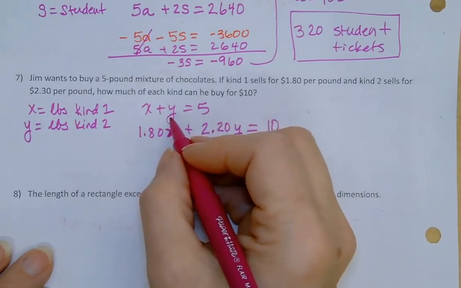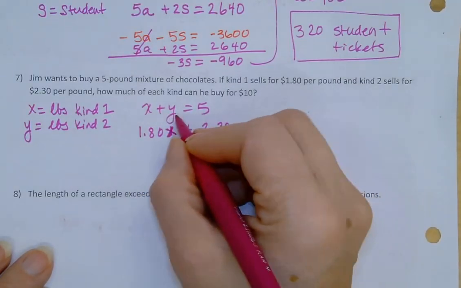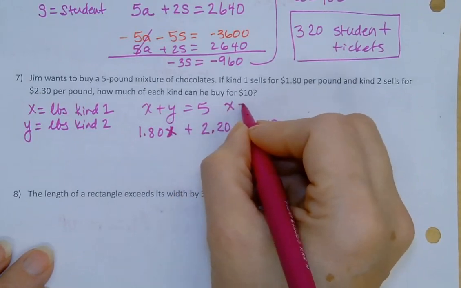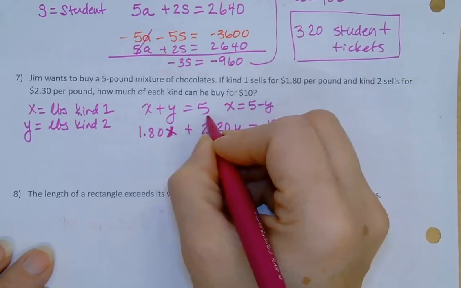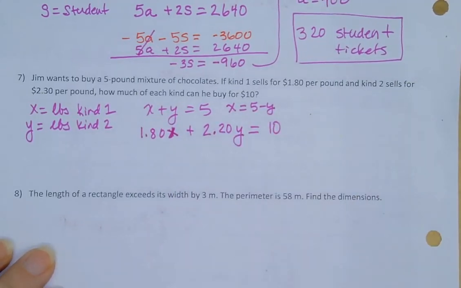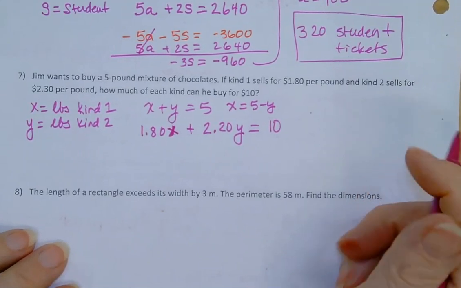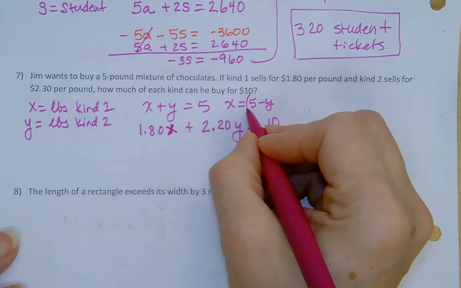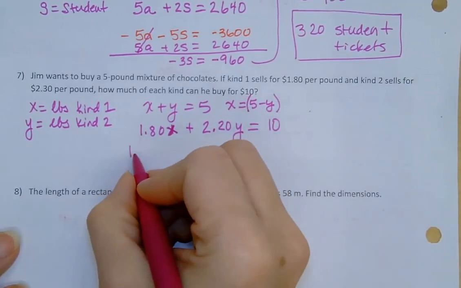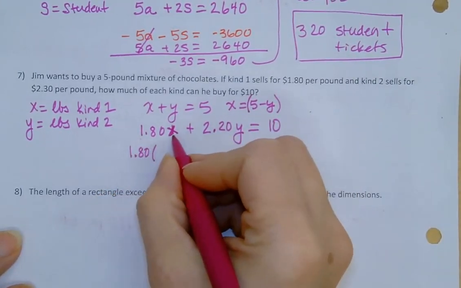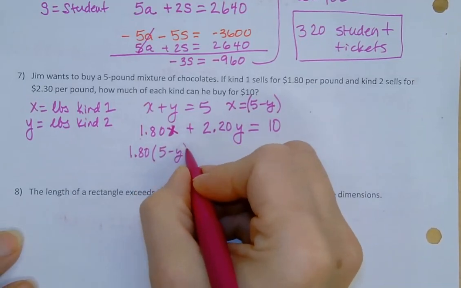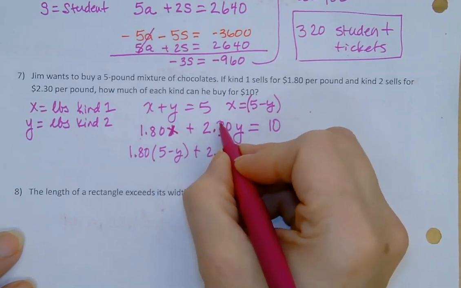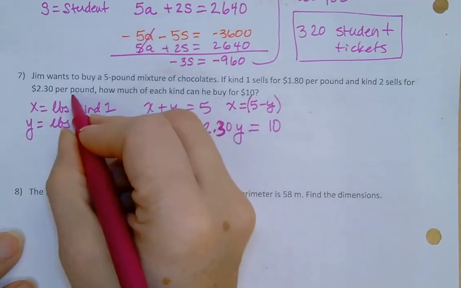So this probably makes sense to do as substitution. I'm going to isolate the X, but it is up to you which one you isolate. So if you choose to substitute for Y, that's okay. Your answer should be the same. Your numbers will just look a tiny bit different from mine. All right, so X is 5 minus Y, so I'm going to say 1.80 times, instead of X, I'm just going to plug in 5 minus Y, plus 2.30. Double check and make sure that you have written $2.30. I wrote the wrong thing.